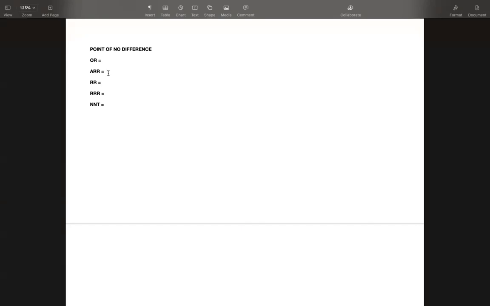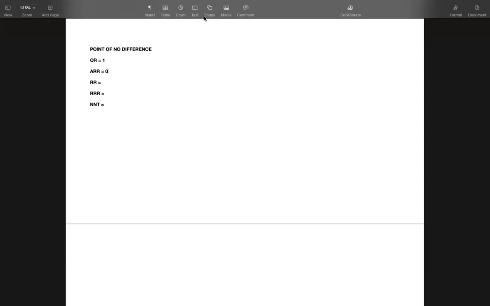Odds ratio: what is the value at which we can say that if the study has this much OR, then this study is insignificant? Remember, guys, odds ratio is a ratio. So the least possible value which we can get from a ratio is 1. So the point of no difference of odds ratio is 1. For ARR or absolute risk reduction, the least possible value could be 0 because it is a subtraction. Remember that, it is a difference. So the least possible value we can get is 0.